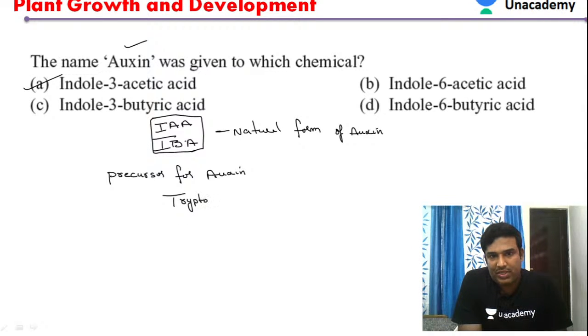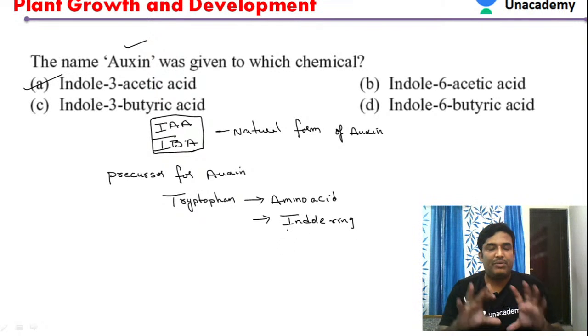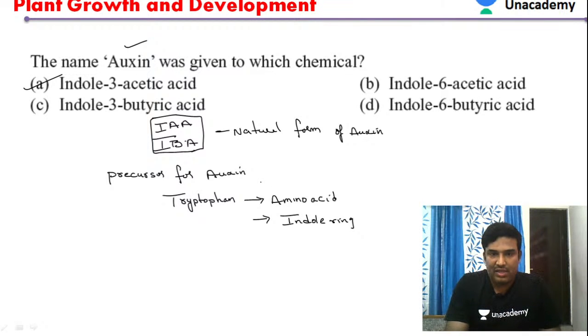Tryptophan is an amino acid, and this amino acid has an indole ring. From tryptophan, it is modified to form indole 3 acetic acid. That is the reason it is the precursor for auxins. So if asked which is the precursor for auxins, we have to answer tryptophan.